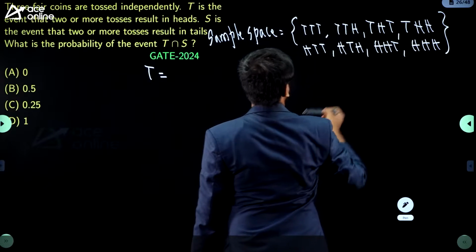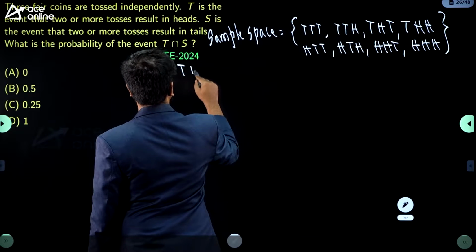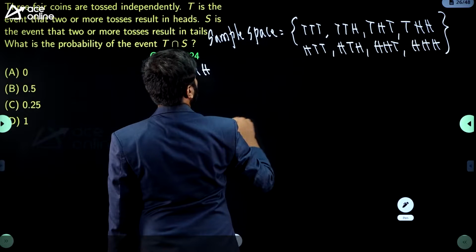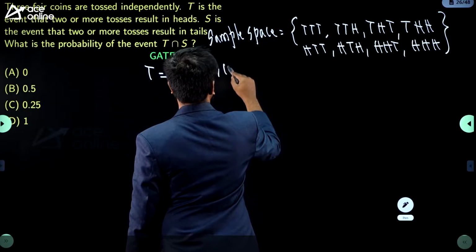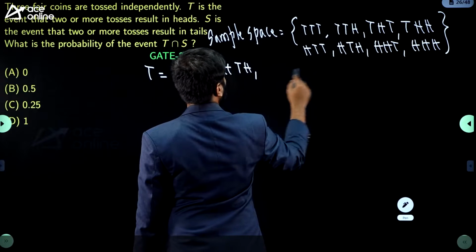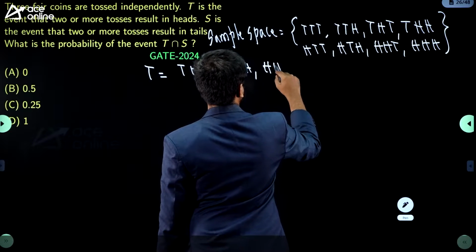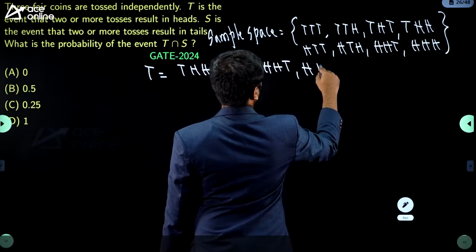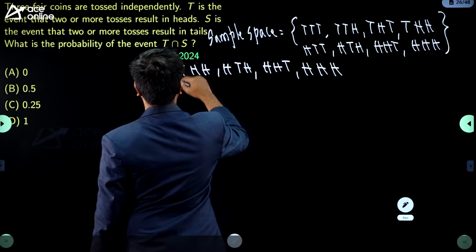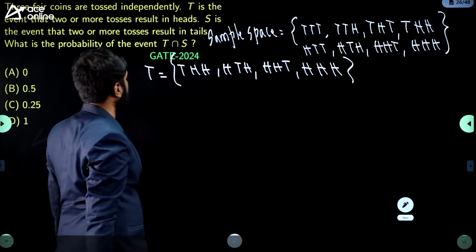So look, there are 2 heads here, so collect that, T, H, H. Look at this, H, T, H. Look at this, H, H, T, and then look at this. So these are the points that will go to T.